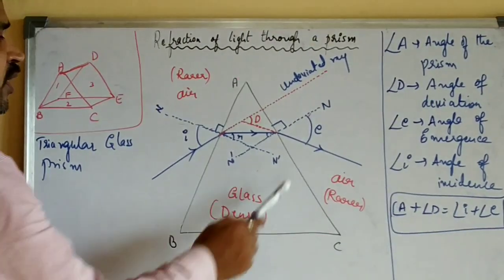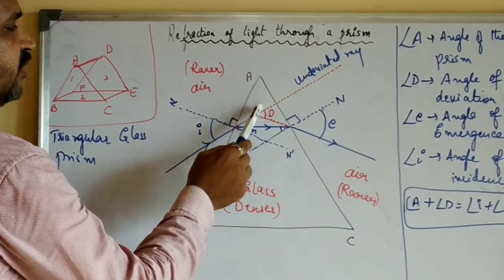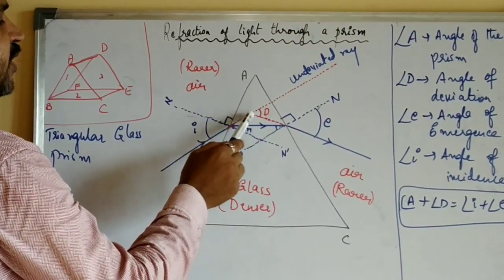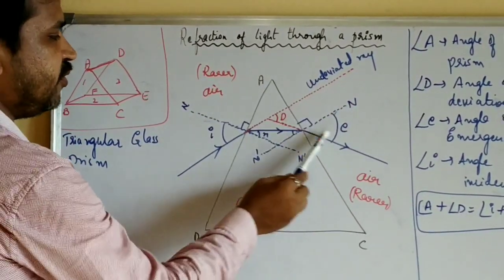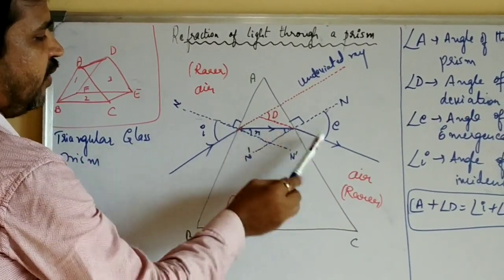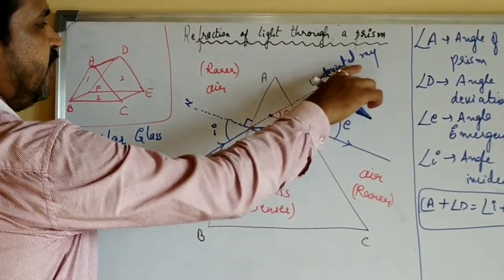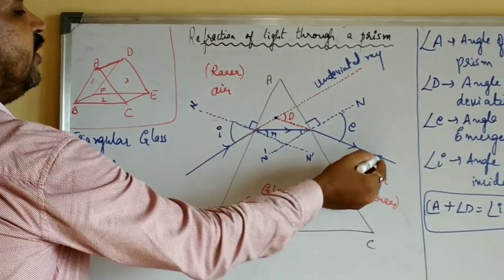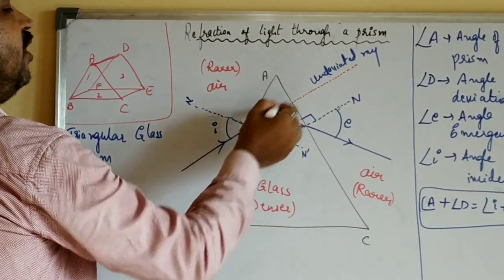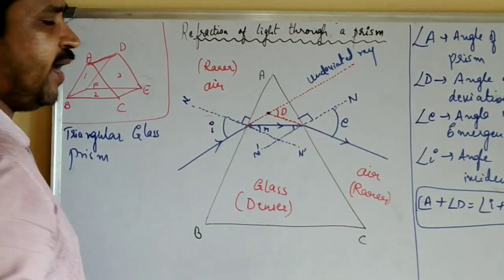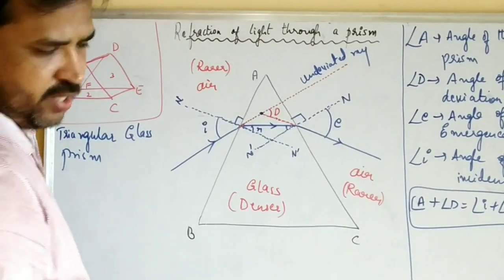Now what you have to do, you just produce back this emergent ray backwards, so that it will intersect at some point on the undeviated ray. Produce this emergent ray backwards so that it will meet or intersect at some point on this undeviated ray. These two rays, when the emergent ray produced backwards meets a point on the undeviated ray, will make an angle, what we call as angle D. That angle D is called as angle of deviation.